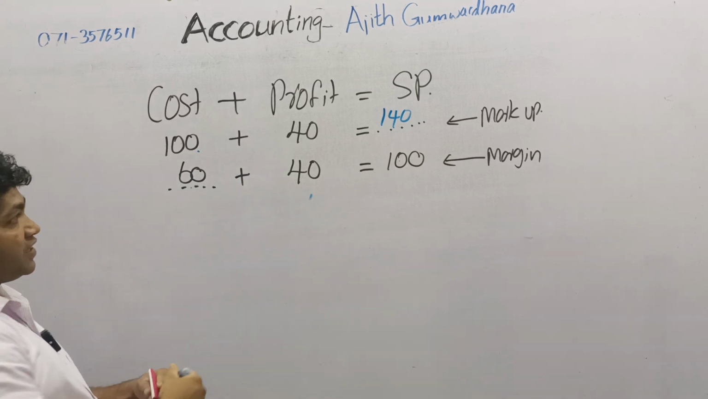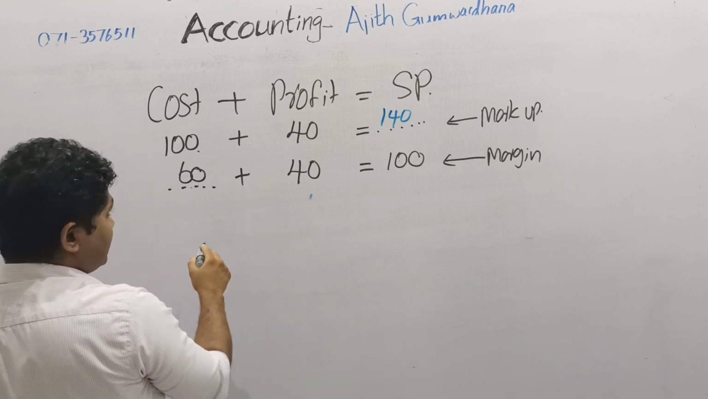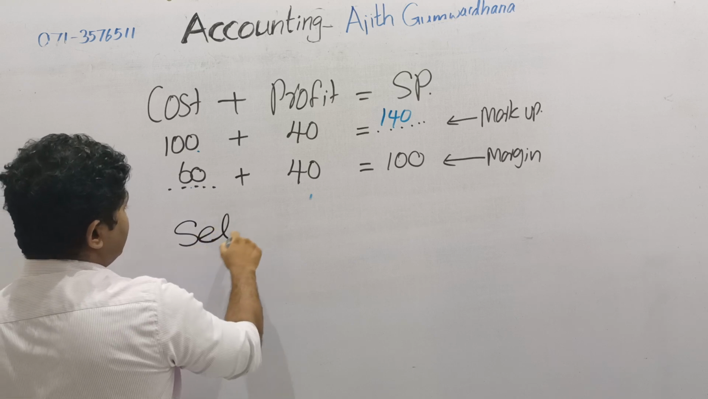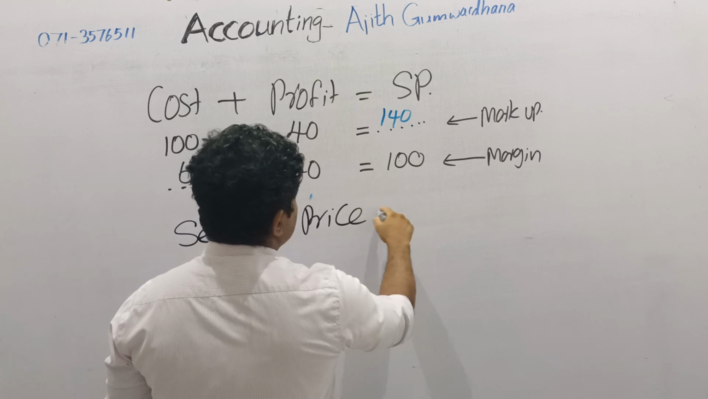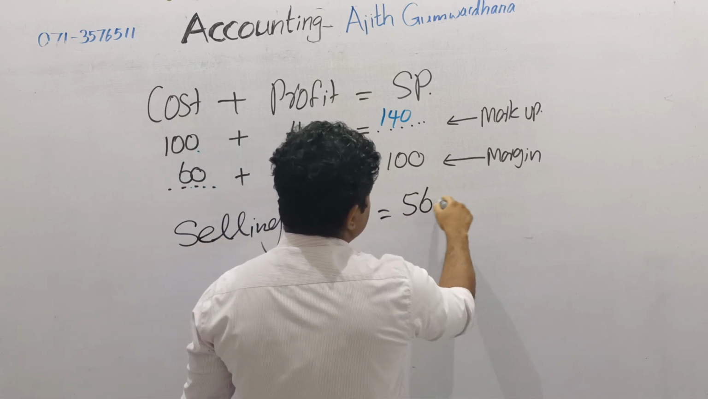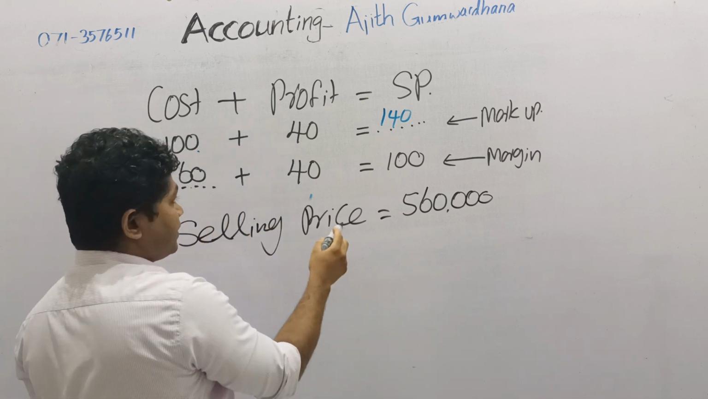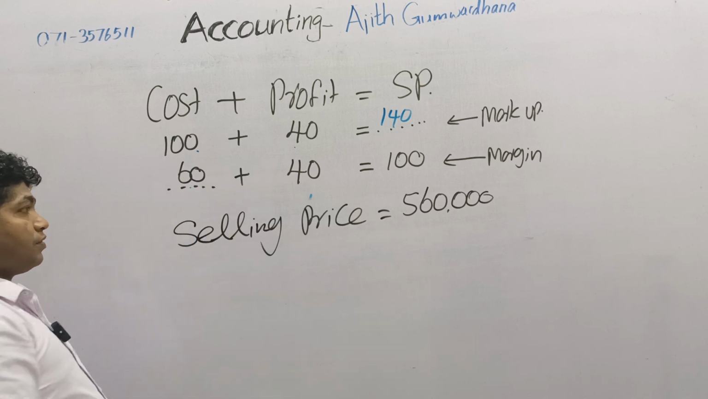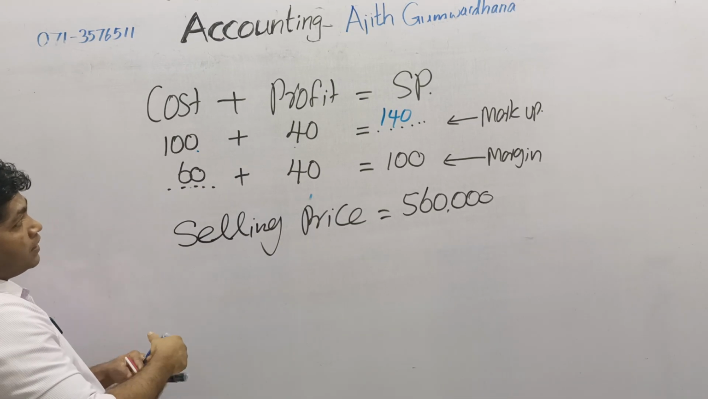Right. Think first about profit markup. The selling price is given, equal to 560,000. Think how to apply profit markup. By using profit markup, gross profit and cost of sales, that is cost per unit, can be calculated.